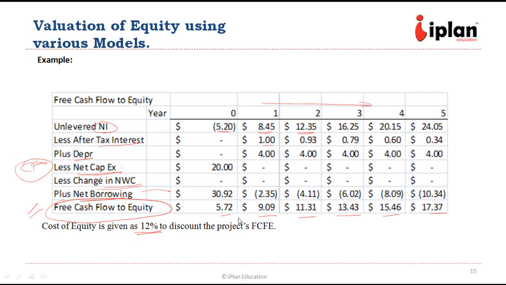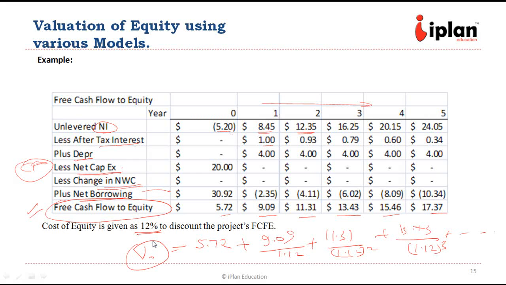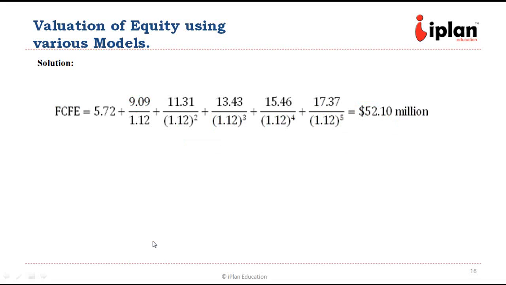So our answer is going to be 5.72 plus 9.09 divided by 1.12 plus 11.31 divided by 1.12 square, since it was the end of second year, plus 13.43 divided by 1.12 cube, and so on. So all these values are to be discounted in order to achieve the value of the stock. So this was free cash flow to equity based discount model. So if we calculate, we get $52.1 million.